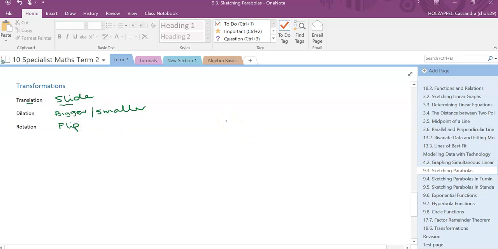Just to show you what this would look like in real life, if I had a parabola, let's say that looked like that, I could have a vertical translation or I could have a horizontal translation. So this is my X-axis and this is my Y-axis. I've done that the wrong way around. There we go, third time's the charm.